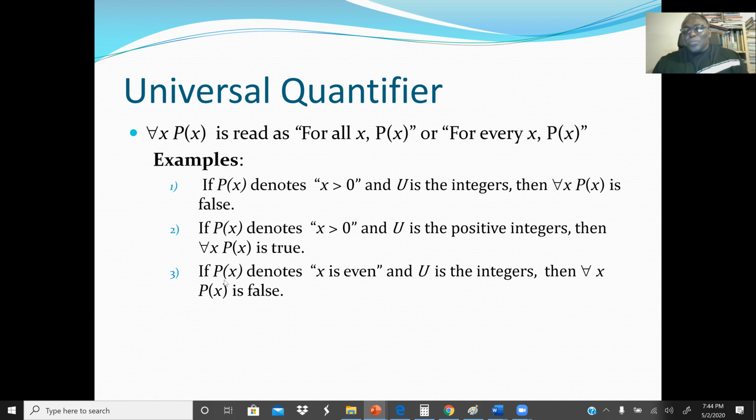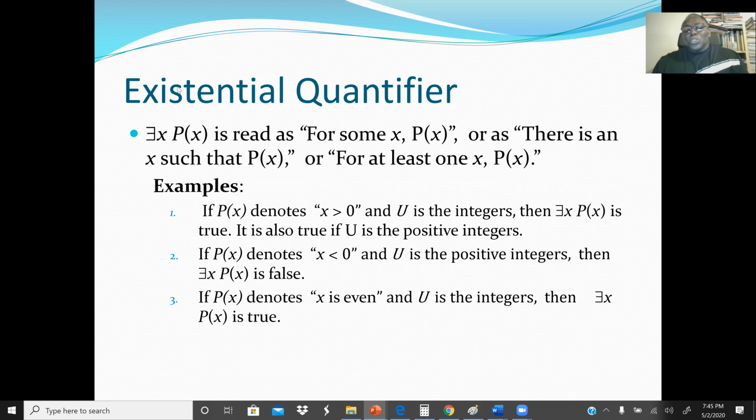Now if P(x) denotes x is even and U is integers, again we are using the universal quantifier. If U is integer values, some of the values will be odd numbers, not only even numbers. So ∀x P(x) will be false. Next we talk about the existential quantifier, not all. Universal is all, existential is some.